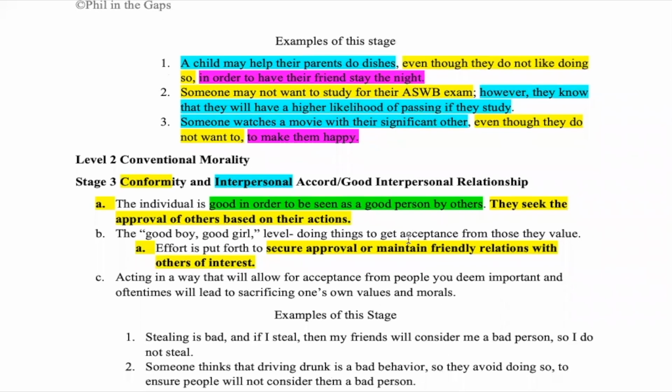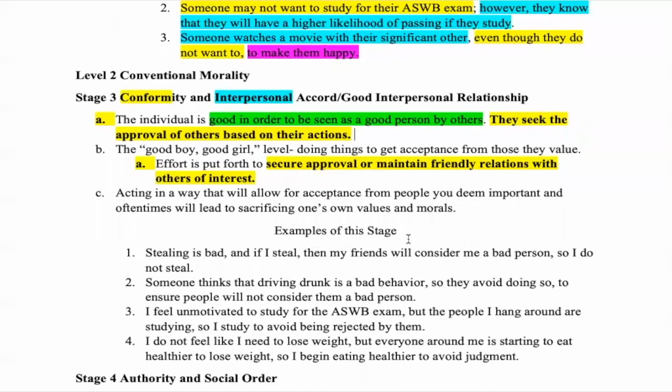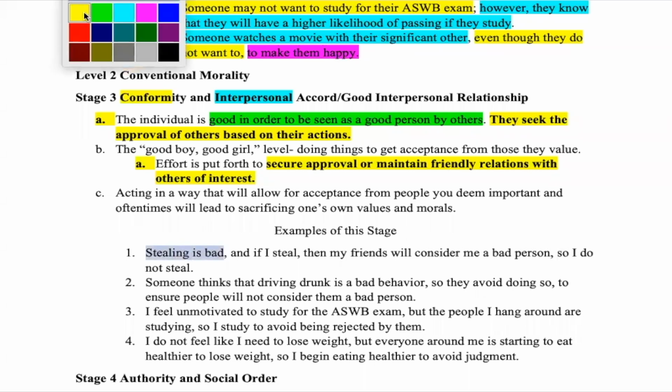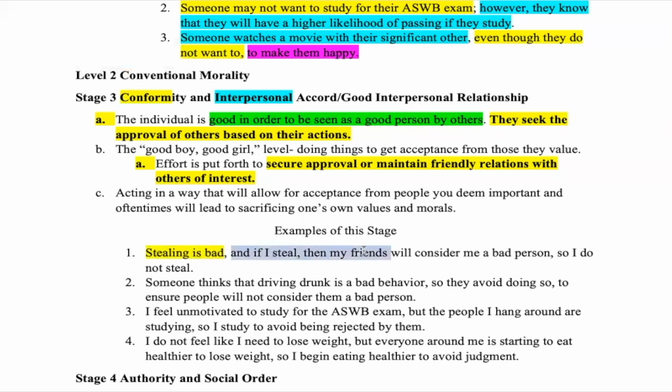So a couple of examples to articulate this a little bit further. Stealing is bad, and if I steal, then my friends will consider me a bad person. So I do not steal. So the thought process here is stealing is bad. And if I steal, my friends will consider me a bad person.